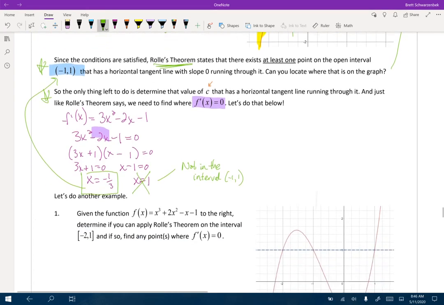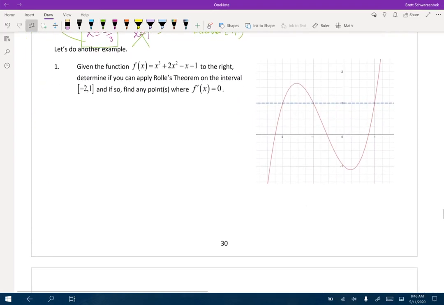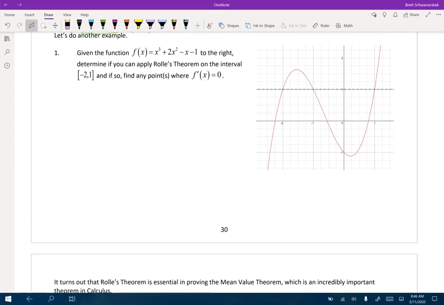Okay, so let's try one more problem. It's going to have a little bit of an extra wrinkle to it. So let's say we have this function, again a third degree polynomial, which is shown over on the right. If we apply Rolle's theorem on the interval -2 to 1, find any points where the derivative is 0. So what are we doing? We're going from -2 to 1, which means if we label those points on the graph, we're about here and here. So we have to check requirements.